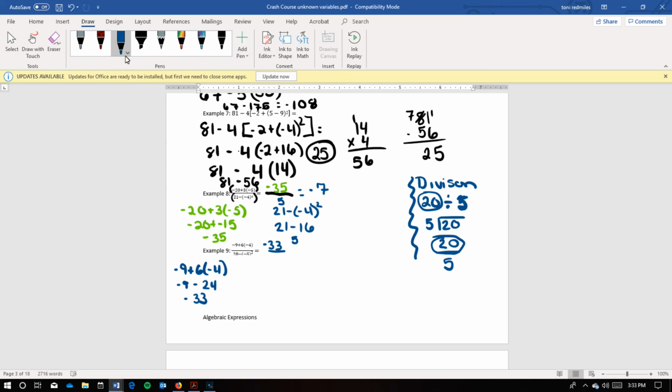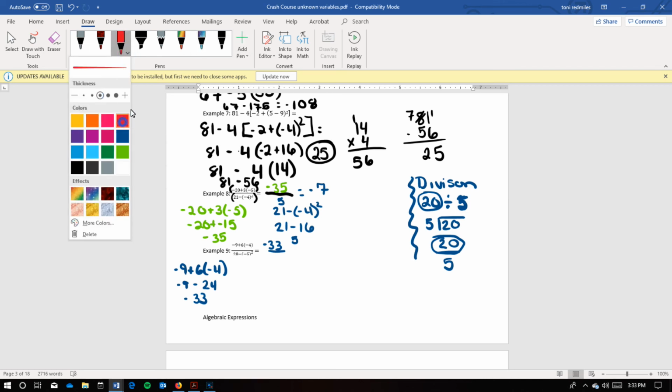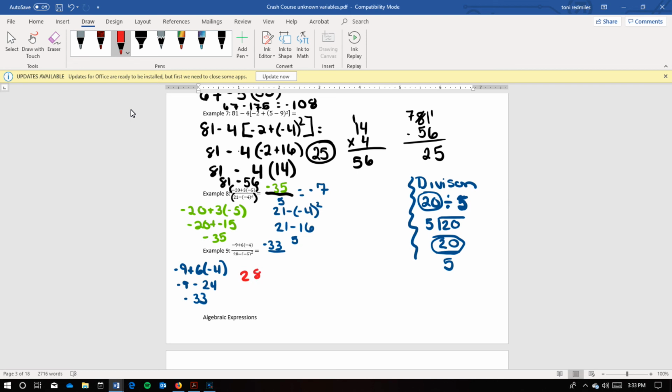All right, let's do the bottom. The exponent of 2 is on the outside of the parentheses, so it's negative 5 times negative 5, which is going to give me 25. 28 minus 25 is 3. So how many times can 3 go into a negative 33? Well, that answer is a negative 11.